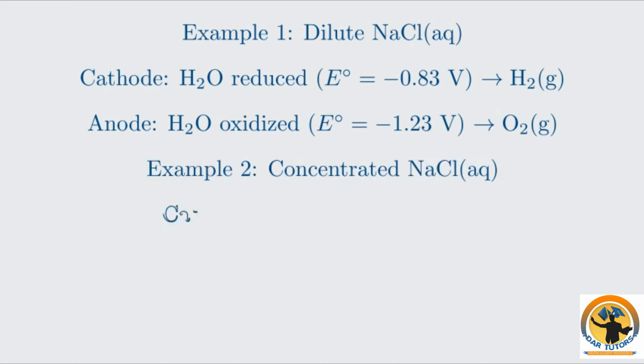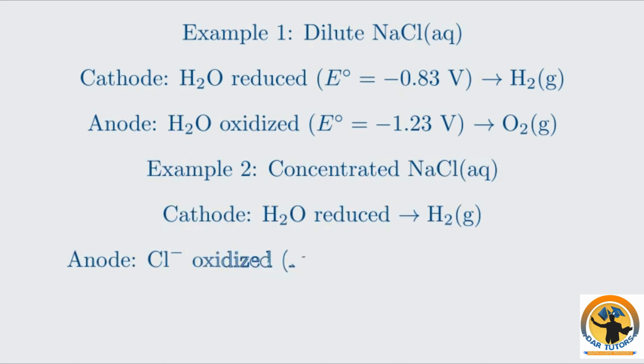Now the electrolysis of concentrated aqueous sodium chloride. The cathode reaction is the same. Water is reduced to hydrogen gas. However, at the anode, because the Cl- ions are highly concentrated, they are oxidized in preference to water. We get chlorine gas instead of oxygen gas.